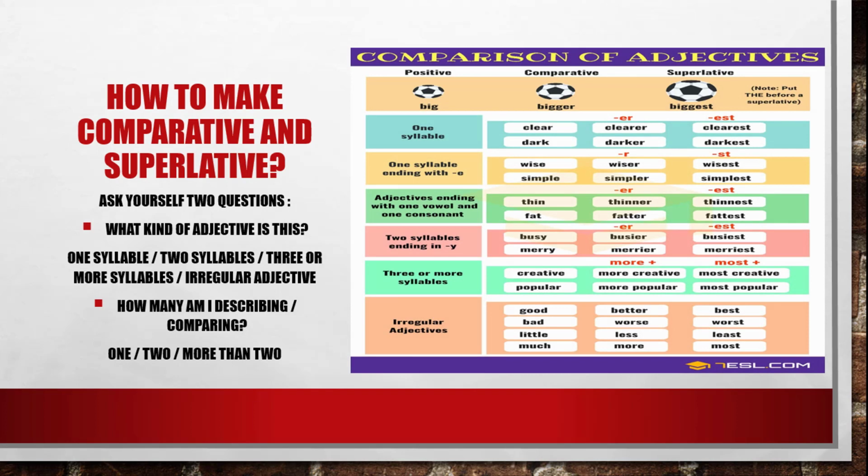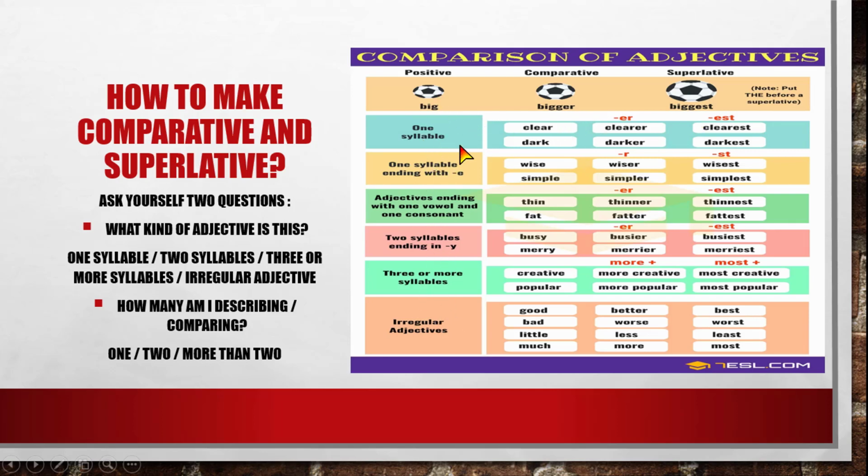So if you look at this picture here, you could see that the comparison of the adjective has three forms. The positive form, which is the adjective itself, like big, as you can see here. The comparative form, which is when you compare between two, or the superlative form, when you compare between more than two.